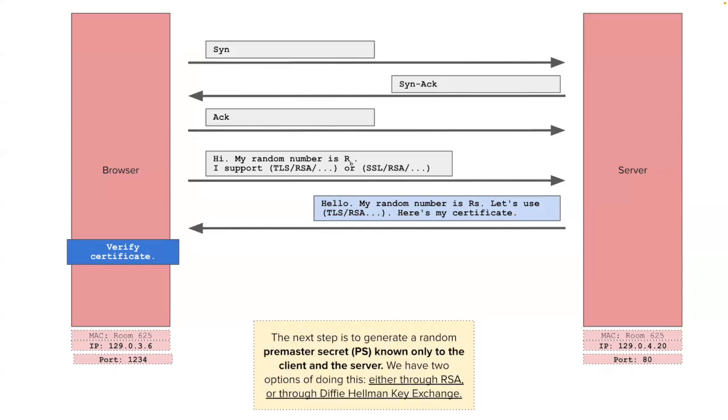So the next step, since we're trying to set up a secret channel between these two parties, we do need a shared secret. So the goal for the next step is to generate a random pre-master secret, known only to the server and the client, and specific to this connection. And we have two ways to do this: one is through RSA, or through Diffie-Hellman key exchange.